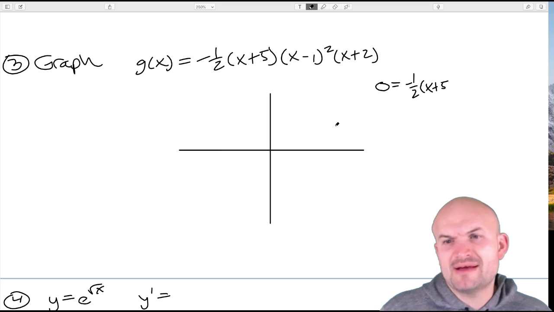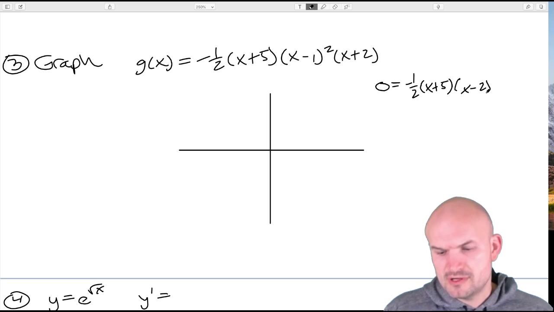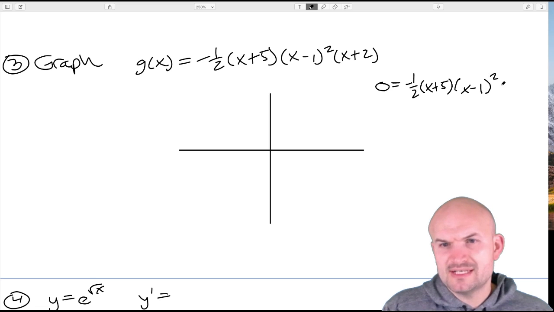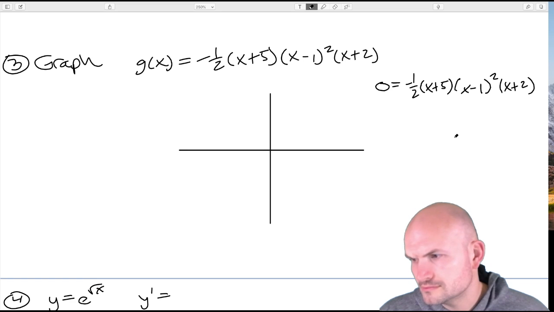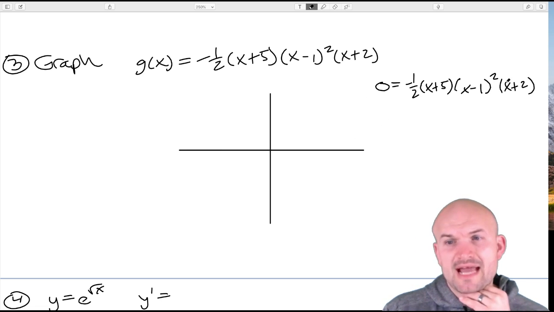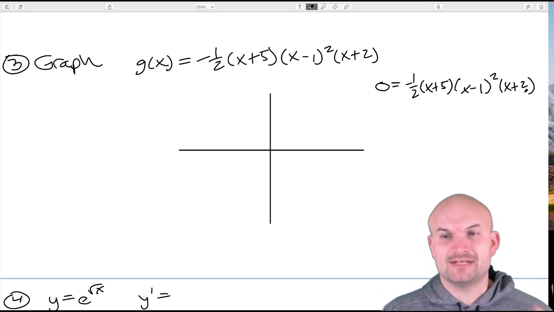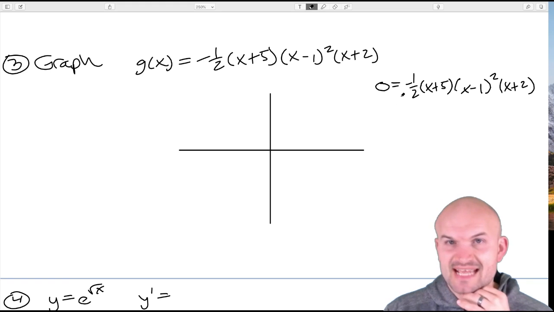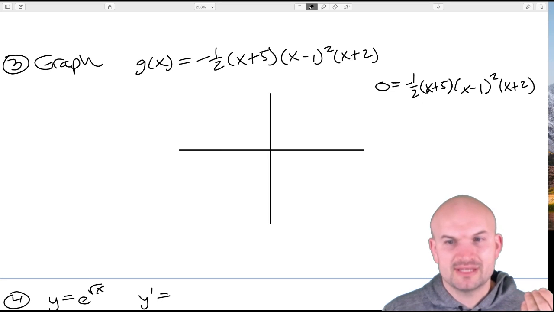So in this next one, we have 0 equals negative 1/2 times x plus 5, then x minus 1, sorry, quantity squared times x plus 2. All right. Now what we can do is apply the zero product property. One of the main issues is we have all these products equal to 0, but we have the scalar. The first thing we could do is multiply by negative 2 on both sides, and that would get rid of the scalar.